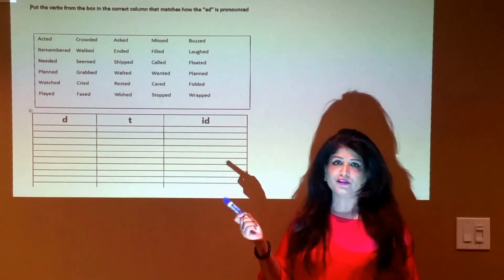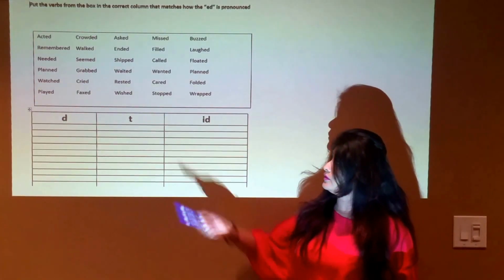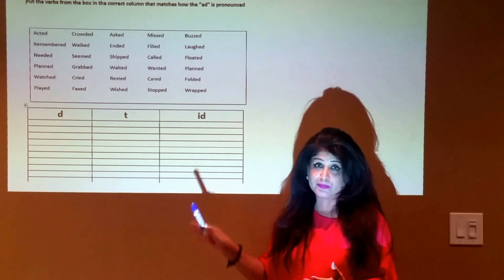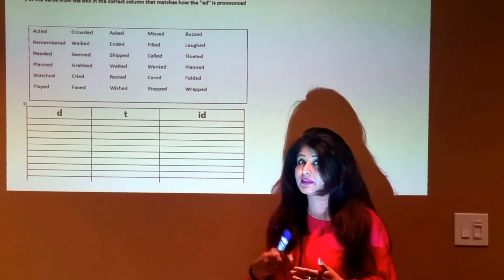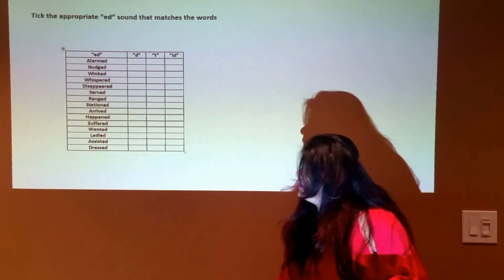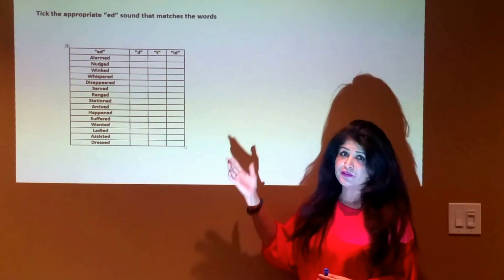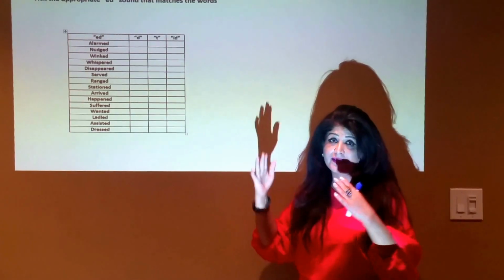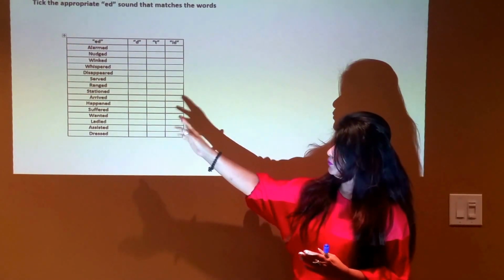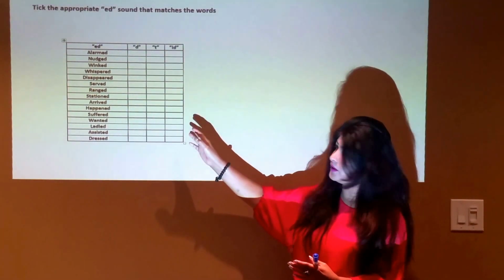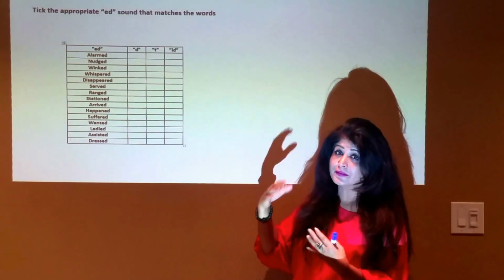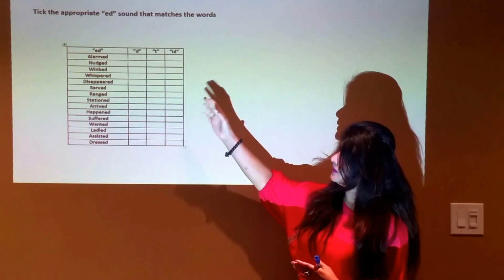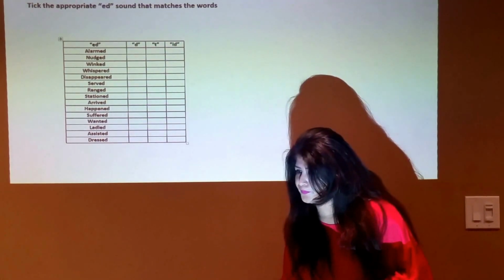Now I have brought you this activity. You have to do it. You have to pick the words and put them in the right column where they belong according to the pronunciation. After you do that, there's another activity for you. You have to again decide which verb goes in which column, according to their ed ending. You have to pick the phonetic symbol d, t, or id.